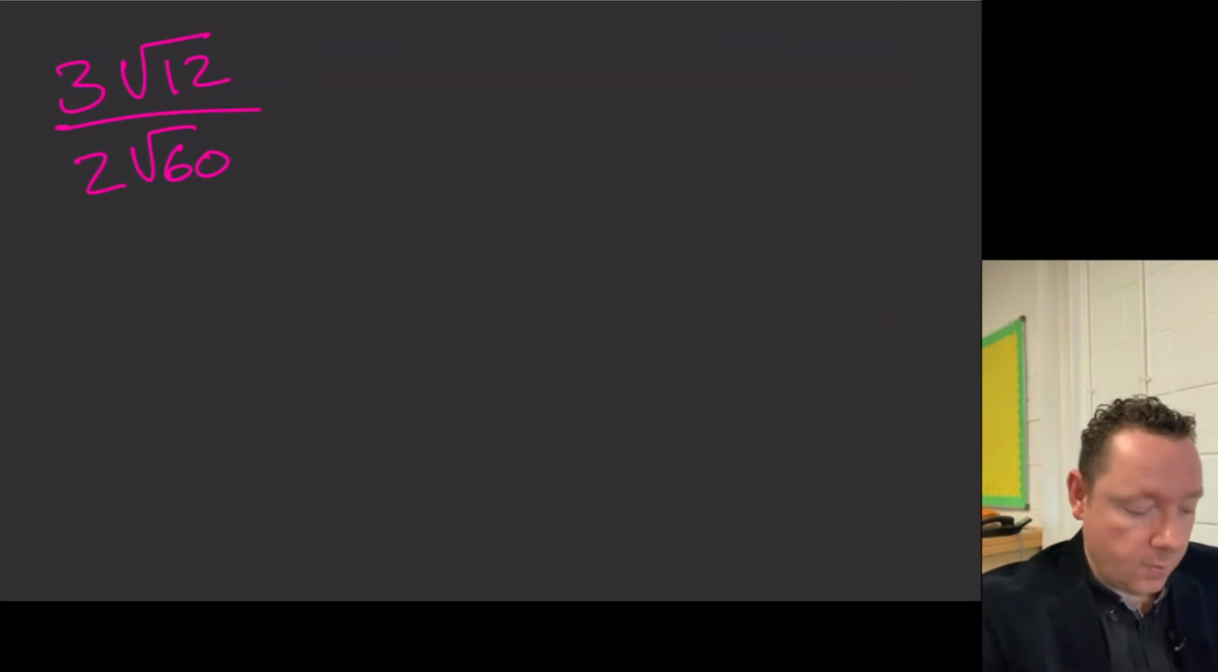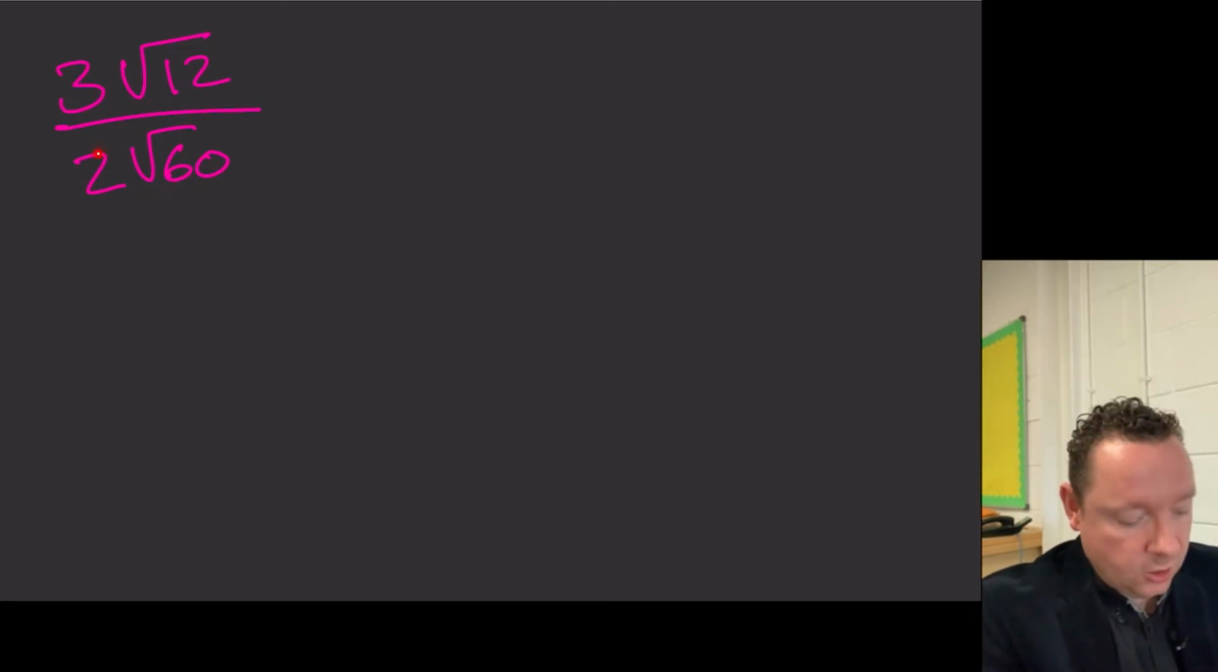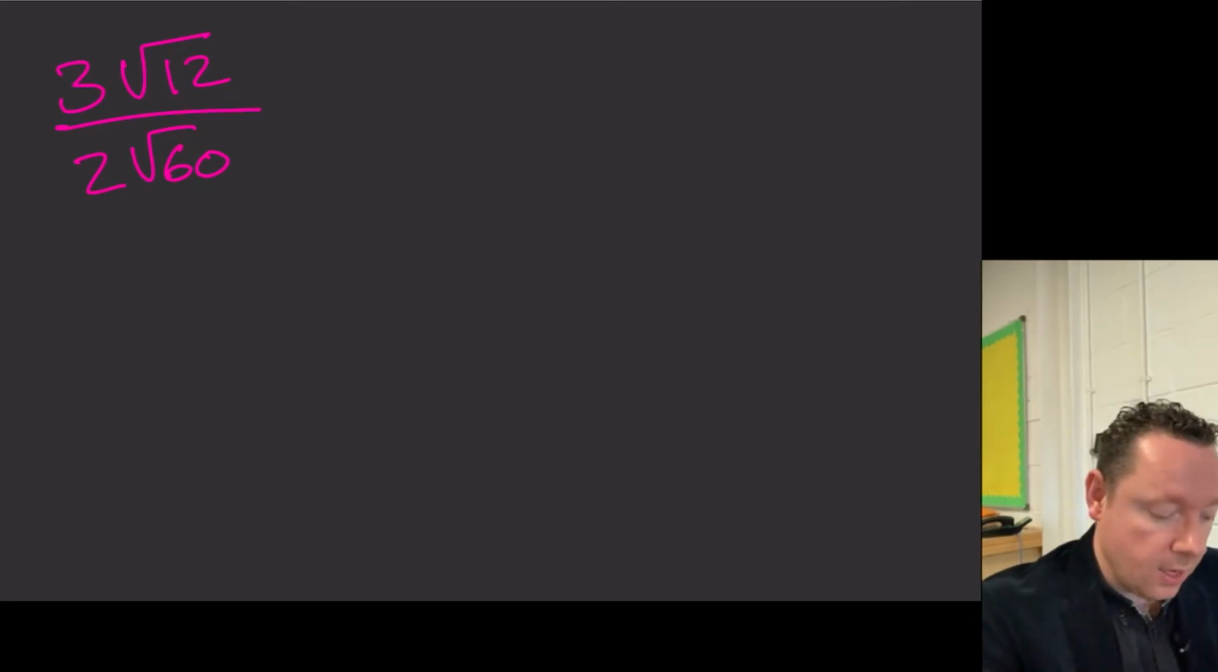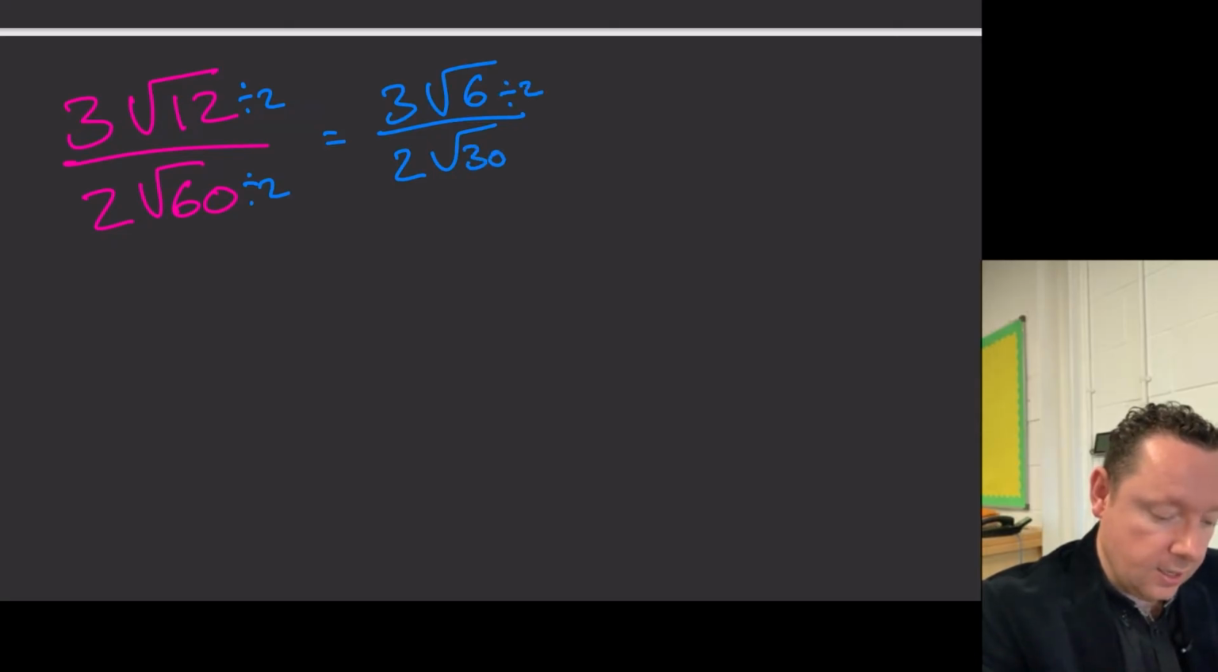Let's look at one further example, a little bit more complicated. 3 root 12 over 2 root 60. Now, remember we said earlier we can simplify any numbers that go together or any roots that go together. So we can simplify these by dividing inside the root. If I divide that by 2, that's okay because they're both under the root. So that would give me 3 root 6 over 2 root 30. I could divide by 2 again inside. As long as you're staying inside or staying outside, you're okay. So that gives me 3 root 3 over 2 root 15.